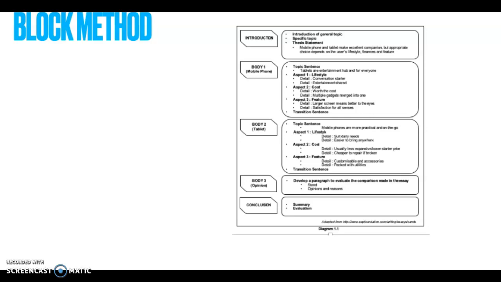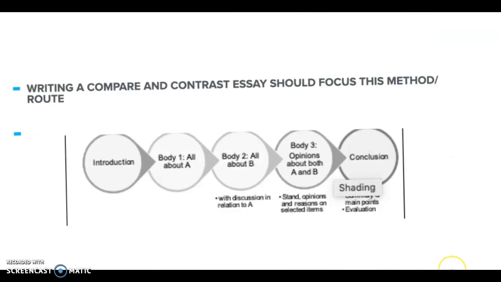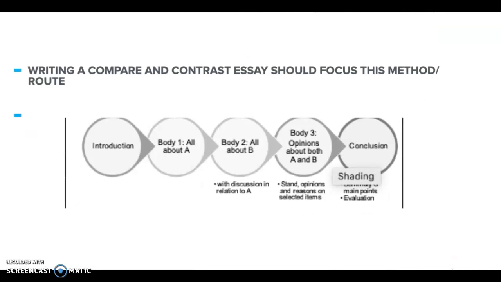Okay, so when we talk about block method, you can follow this particular concept of writing, this route of guiding you to write. That means you have the introduction paragraph, and then you have body 1, which is all about that particular item, and then body 2 is all about the other particular item as well. That means if you're going to talk about government school, everything about government school is in body 1, and if you're going to talk about private school, everything about private school is in body 2. That means the similarities as well as differences, you can discuss them in just one particular paragraph. And at body 3, you talk about opinions on both A and B. Okay, so this is where you will try to exert the differences, yeah? And then finally you have the conclusion.